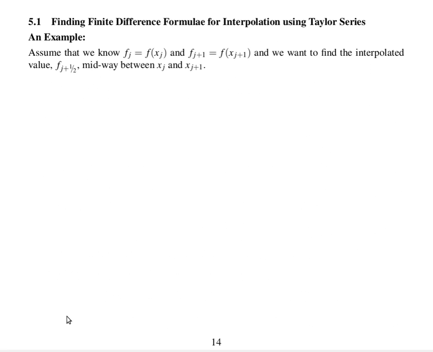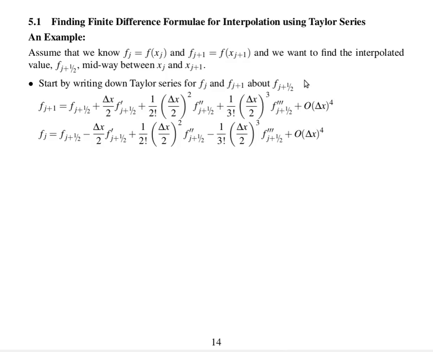So these interpolation formulae can be found using Taylor series, and I'm going to go through an example. So I'm going to assume that we know fj at position xj, fj plus 1 at position xj plus 1, and we want to find the interpolated value f of j plus a half, midway between xj and xj plus 1. So we'll start by writing Taylor series for fj and fj plus 1 centered around position j plus a half. Here are those Taylor series.